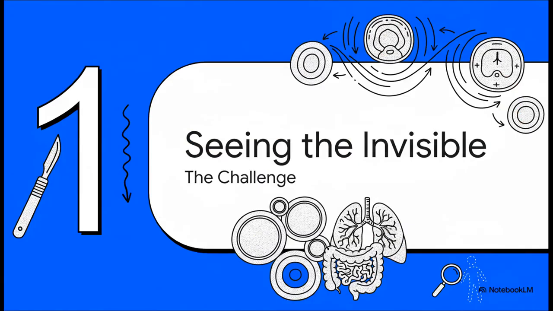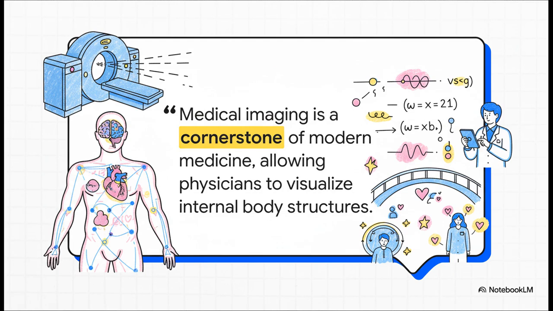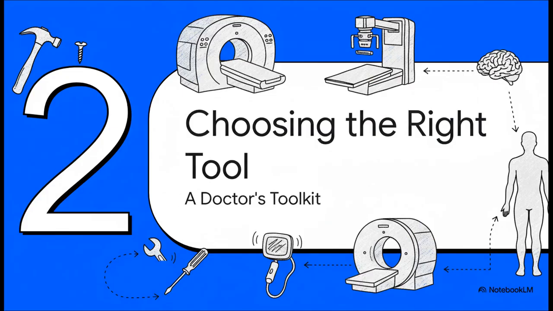For most of human history, if you wanted to see inside a living person, there was really only one way to do it, with a scalpel. The biggest challenge for medicine has always been trying to see the invisible, to figure out what's wrong without having to do invasive surgery. And medical imaging, well, that was the revolutionary answer. Our source material really nails it when it says medical imaging is a cornerstone of modern medicine. It's truly the bridge that connects the super complex physics of how these machines work to the actual practical job of healing people. So the question is, how does a doctor decide which scan to use?